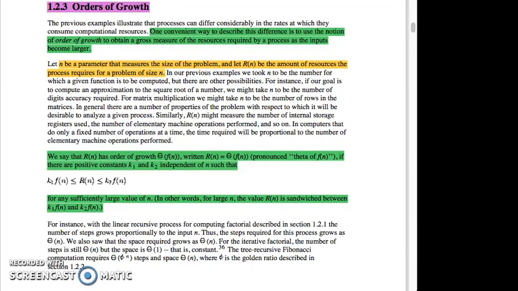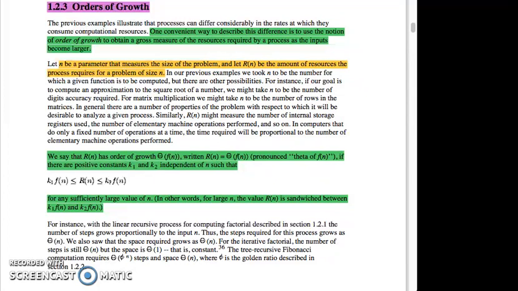Let n be a parameter that measures the size of the problem, and let R(n) be the amount of resources the process requires for a problem of size n. In our previous examples, we took n to be the number for which a given function is to be computed, but there are other possibilities. For instance, if our goal is to compute an approximation to the square root of a number, we might take n to be the number of digits of accuracy required. For matrix multiplication, we might take n to be the number of rows in the matrices.